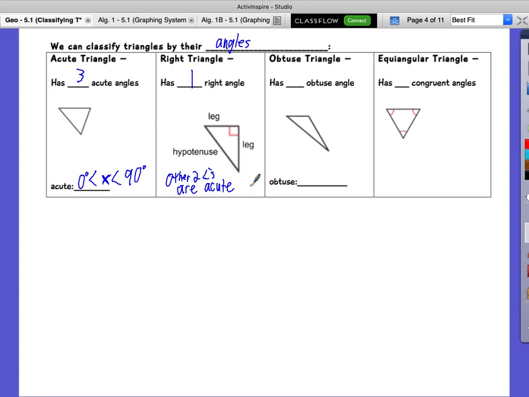Then we have an obtuse triangle, so it's going to have 1 obtuse angle. And we can see the obtuse angle here. An obtuse angle is between what 2 numbers? 90 and 180. So it's greater than 90, but less than 180 degrees. And the same thing is true here as well, that the other 2 angles are acute.